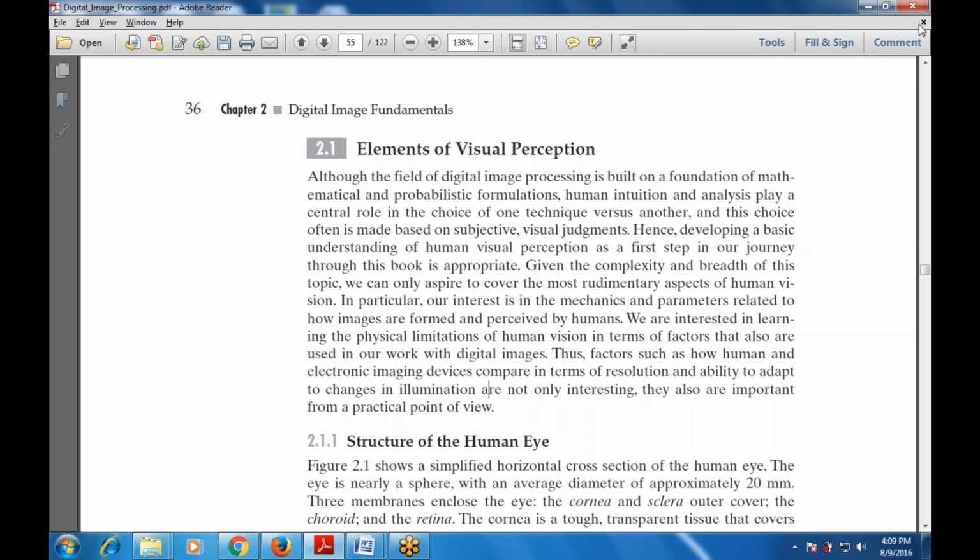Factors such as how human and electronic imaging devices compare in terms of resolution and the ability to adapt to changes in illumination are not only interesting, they are also important from a practical point of view, that is, for visual perception.